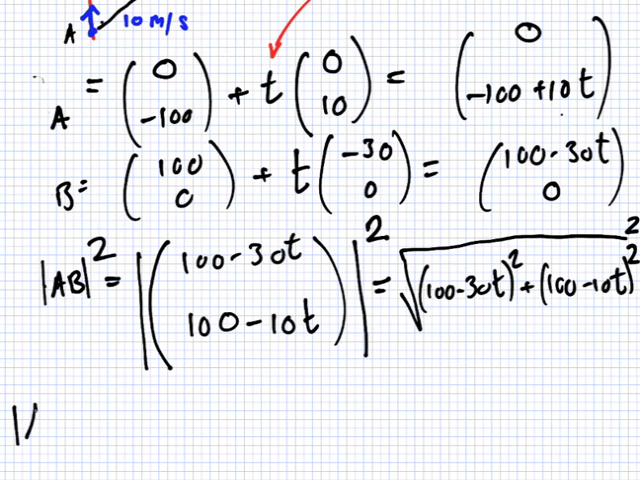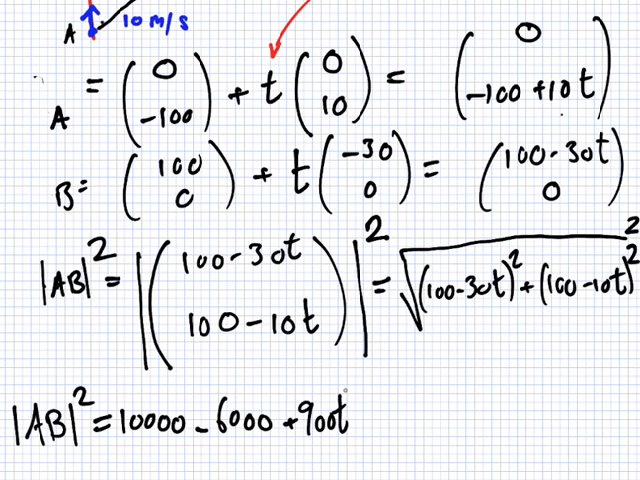So if I clean that up a little bit, if I squared this, I'd get 10,000 minus 6,000t plus 900t squared plus 10,000 minus 2,000t plus 100t squared. Sorry, do I have too many zeros there? I think I do. I should have 3 zeros here, and I should have 3, yeah.